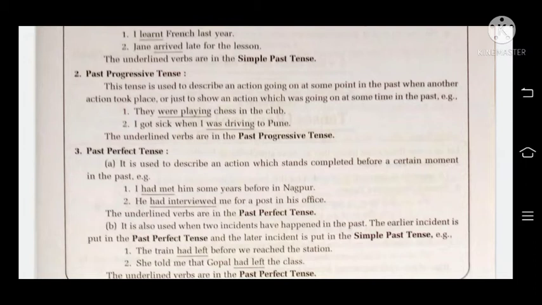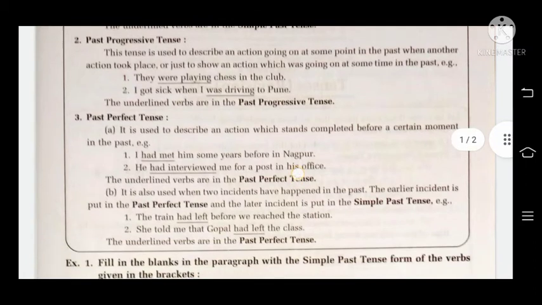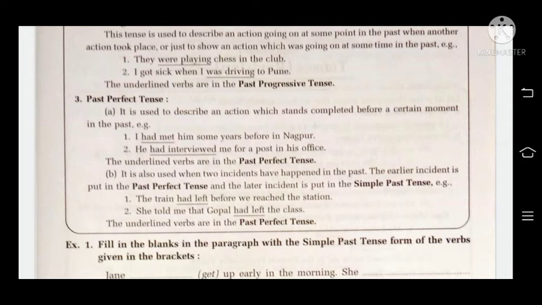Now here, the underlined words indicate that this sentence is related to the past progressive tense. Now the third one is the past perfect tense. Perfect means completed, with no need to add anything. So we use past perfect tense when our action is completed in a past time. It is used to describe an action which stands completed before a certain moment in the past.